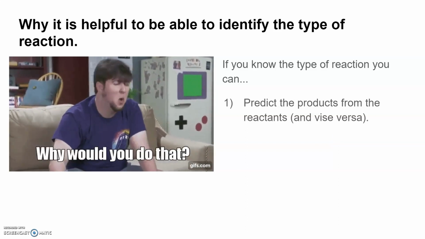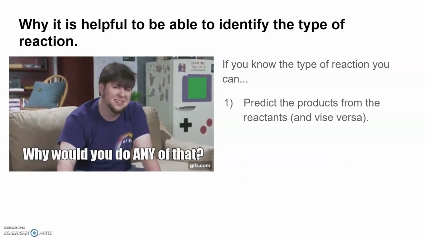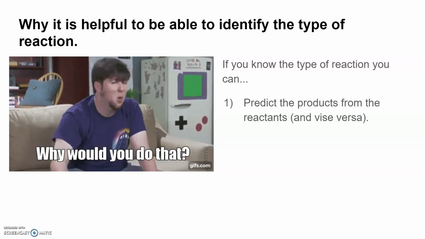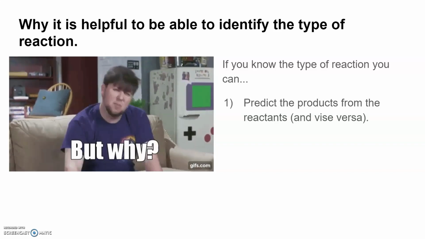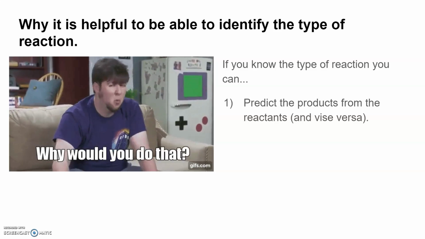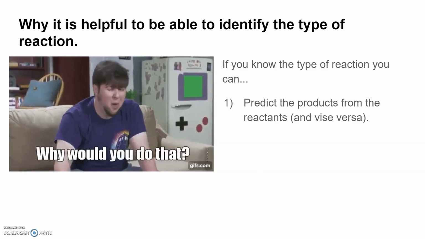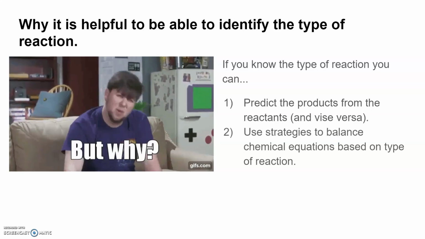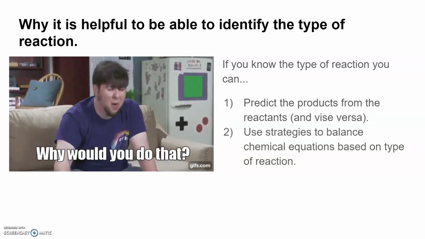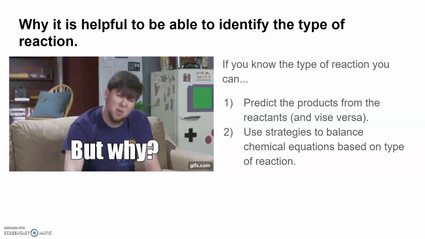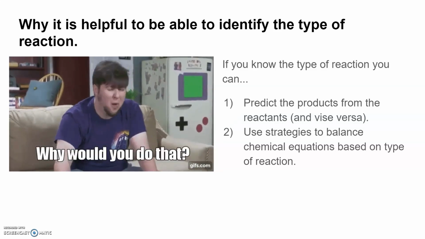For example, if I told you that methane, CH4, was undergoing combustion, what are the products? Knowing that it's a combustion reaction, you would know the products would be CO2, carbon dioxide, and water. The other thing we'll be able to do, if you know the type of reaction, is use strategies to balance chemical equations based on the type of reaction.